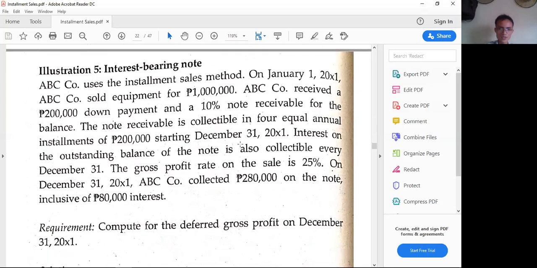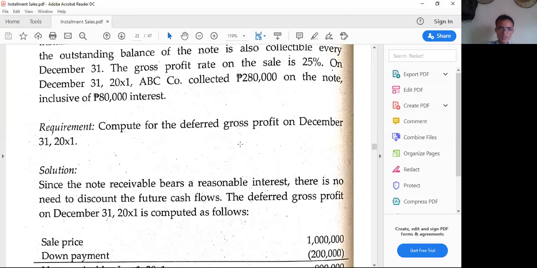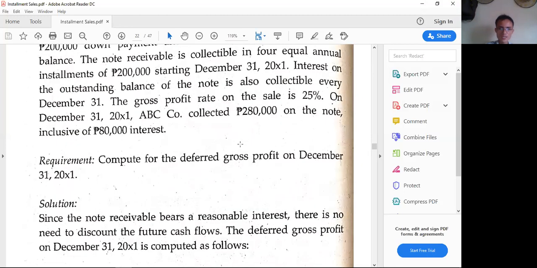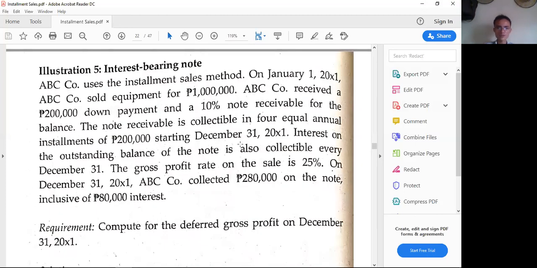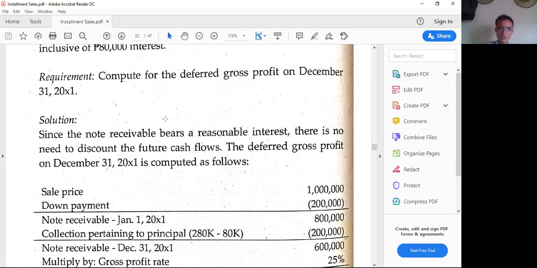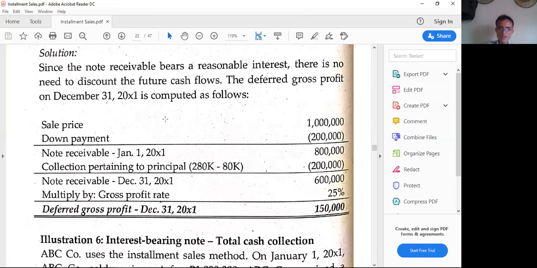All right. So how do we compute? Still, we are going to make an amortization table if we will be asked like long term, since it is for equal annual installments, but since the question is just 1 year, we can just disregard the amortization table. So what makes the life easier for interest bearing note is that whatever is the selling price, that is already the present value.